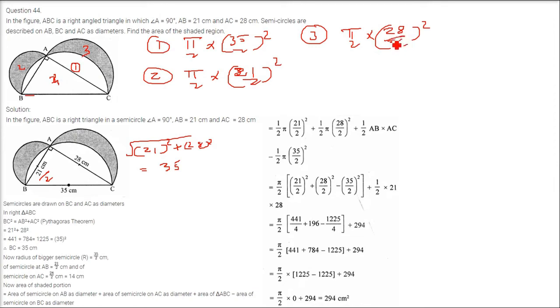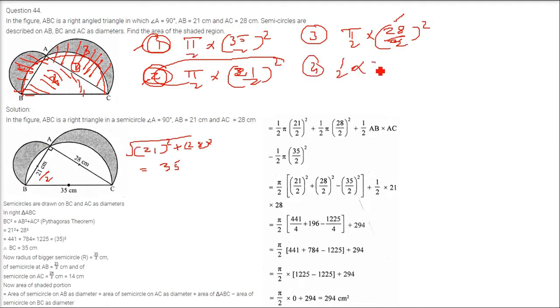Now what we have to do here is add the second one and the third one. No, the first one, this 35 by 2, has to be subtracted. Please understand. So this whole area plus this whole area, we'll add them. Then we'll add the area of the triangle. Then we'll subtract this area. I hope you got the idea. What is the area of the triangle? Half into base into altitude, that's 21 into 28.